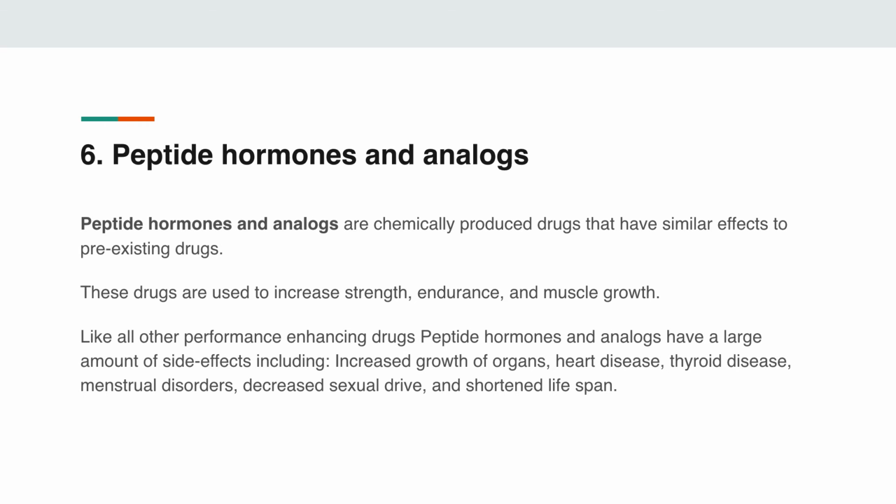Peptide hormones and analogs. Peptide hormones and analogs are chemically produced drugs that have similar effects to pre-existing drugs. These drugs are used to increase strength, endurance, and muscle growth. Like all other performance-enhancing drugs, peptide hormones and analogs have a large amount of side effects, including increased growth of organs, heart disease, thyroid disease, menstrual disorders, decreased sexual drive, and shortened lifespan.